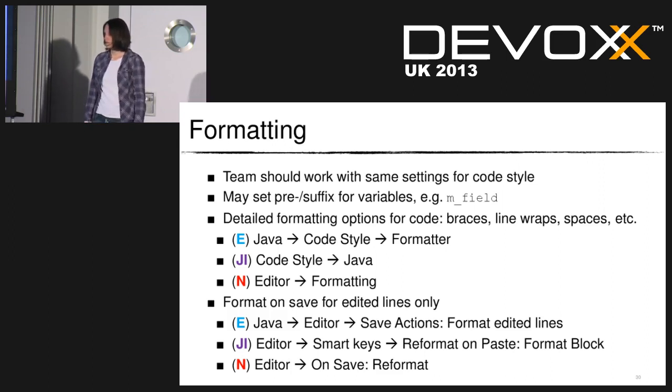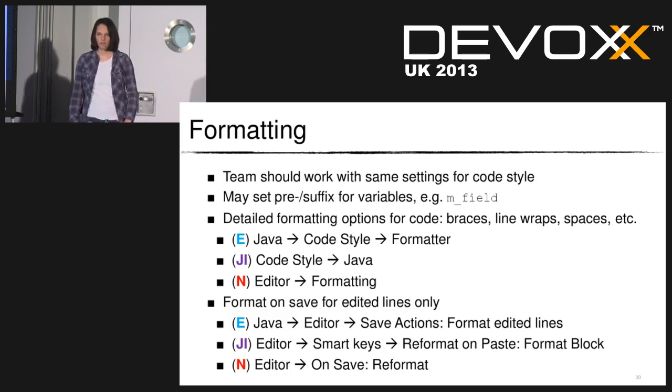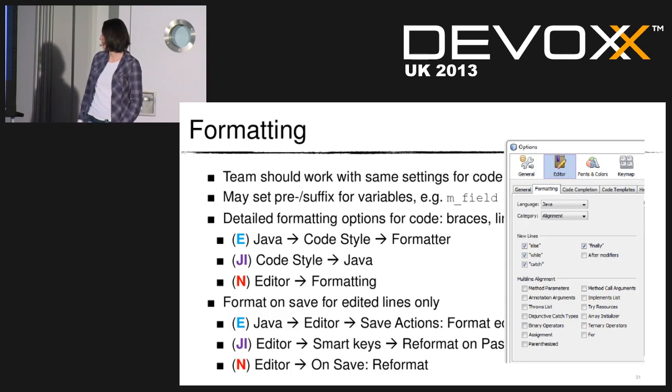Then formatting options. One team should use the same formatting options for a file, so you can easily share them with the stuff I've shown at the start of this talk. If you're using prefixes for fields like m_, you can set it up in your IDE so it will respect that you're using prefixes or suffixes, and it will create a getField instead of get m_Field if you're using create getters or setters.